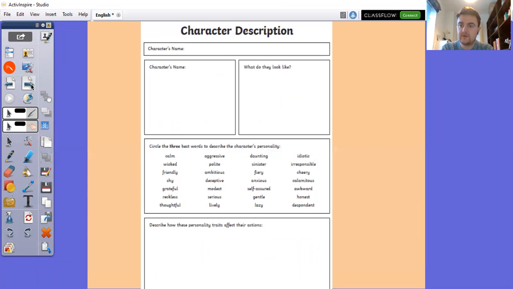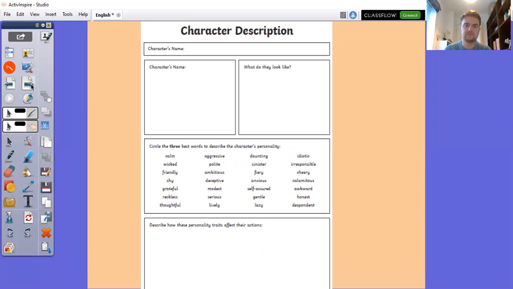The next one has got a few different bits to it as well. So you've got your character's name, and then you can have a drawing of your character there as well. What do they look like? So as well as drawing it, see if you can annotate to show what's going on. What distinctive features do they have? Do they have long hair? Do they have short hair? Do they have floppy hair? Are they thinning? Is their hair balding? That sort of thing. All of that builds up a picture of what the character is like.